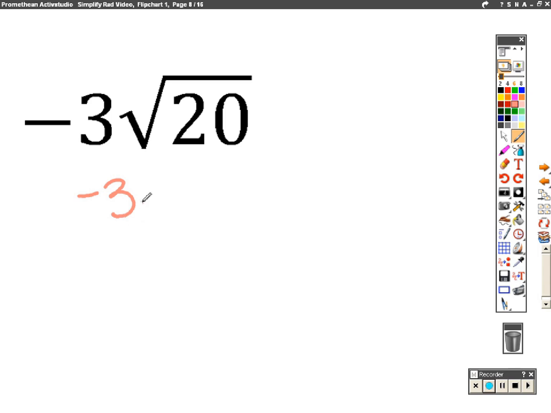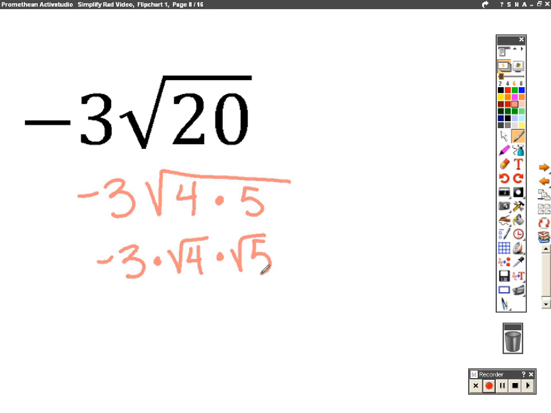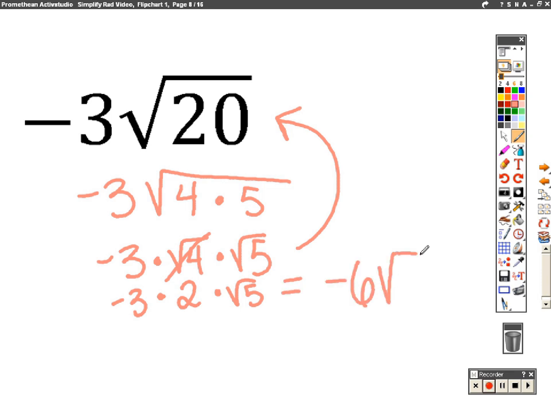I'll have a -3, and I'm going to change out the 20. I know you know what that is. That's going to be 4 times 5. You're going to see that 4 a whole bunch of times. So this is like saying -3 times the square root of 4 multiplied by the square root of 5. Now this still says -3 times the square root of 20, but we're dealing with a lot nicer numbers here. So this becomes -3 times 2 times the square root of 5. Our final answer would be -6 radical 5.